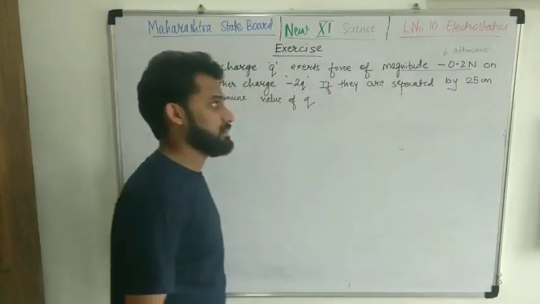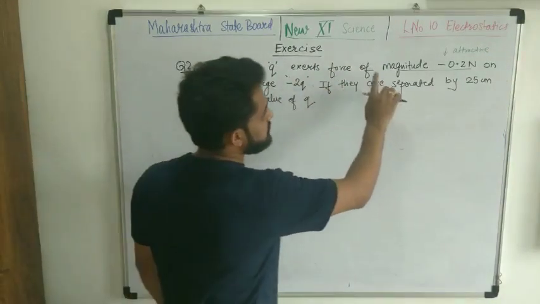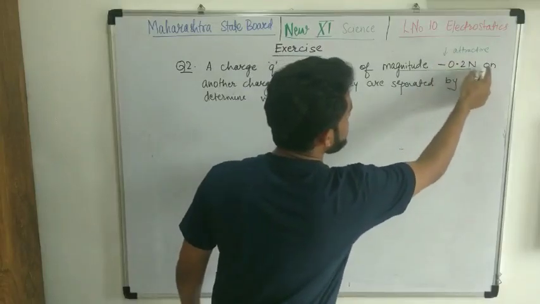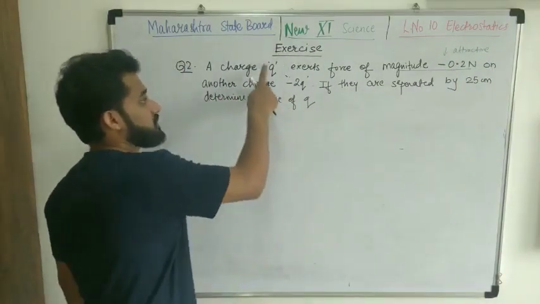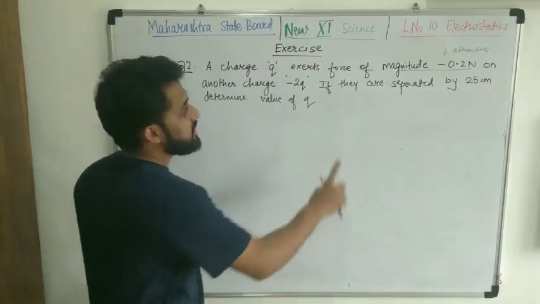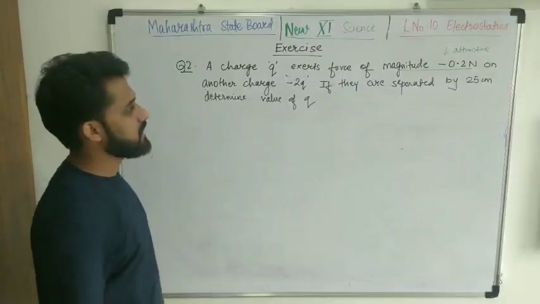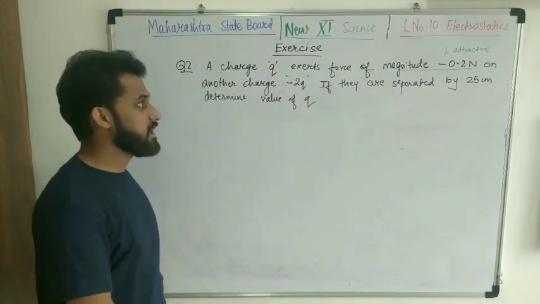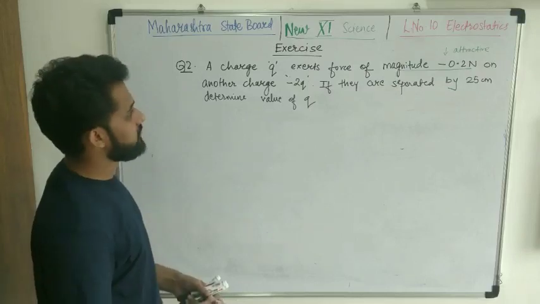So let us consider it in this way. The charge Q exerts force of attraction of 0.2 Newton on another charge minus 2Q. So one is a positive charge, the other is a negative charge. If they are separated by 25 centimeters, determine the value of Q. So even the second question, similar to the first question, is straight away based on Coulomb's law, and for that I need to write a formula.